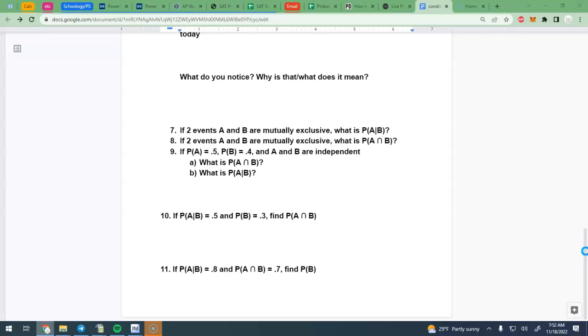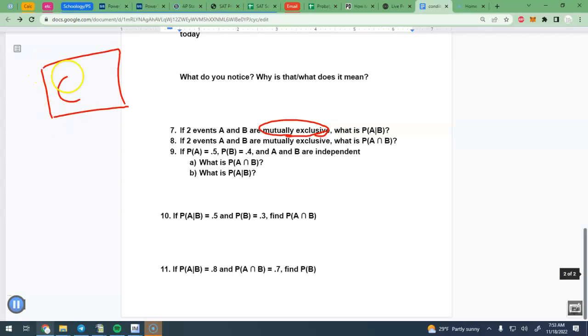Alright, what does mutually exclusive mean? They can't happen at the same time. There's no overlap. If you did a Venn diagram, your circles would not intersect. So it would look like that. So like this might be AP stats first hour. This might be biology first hour. There is no overlap. You can't be in both those classes first hour. So if those two events are mutually exclusive, there can't be any overlap.